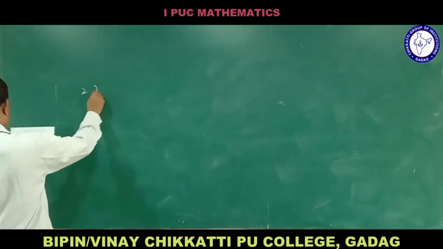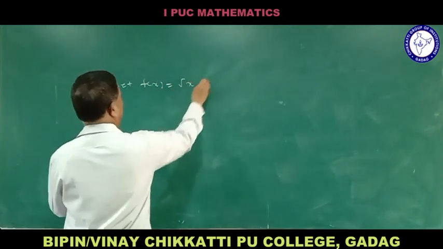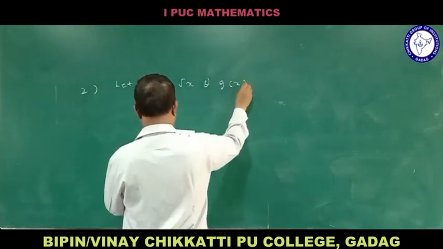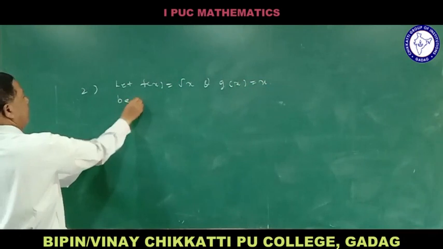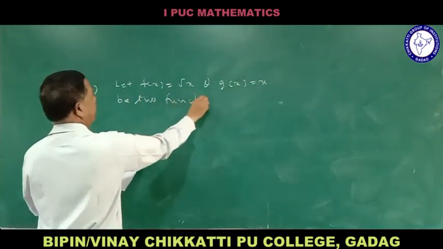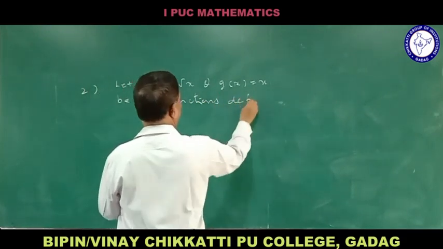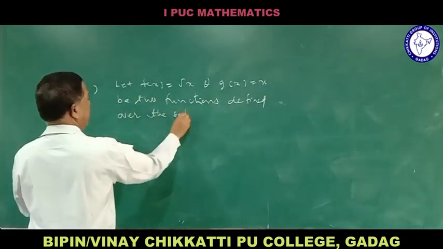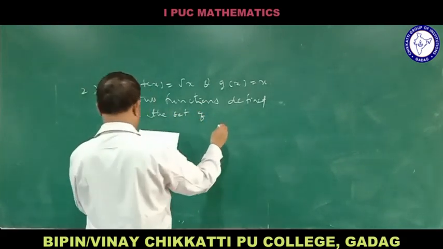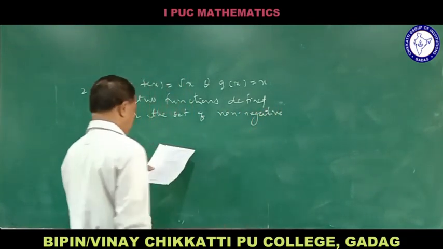Next, second problem. Let f of x is equal to root x and g of x is equal to x be two functions defined over the set of non-negative real numbers.